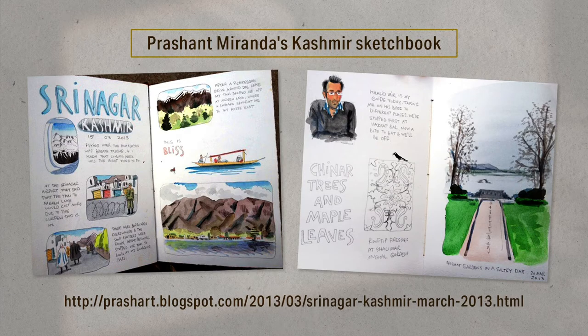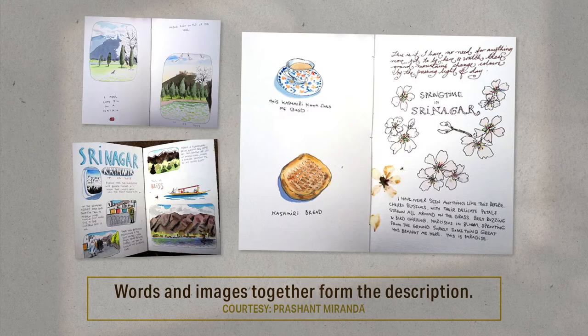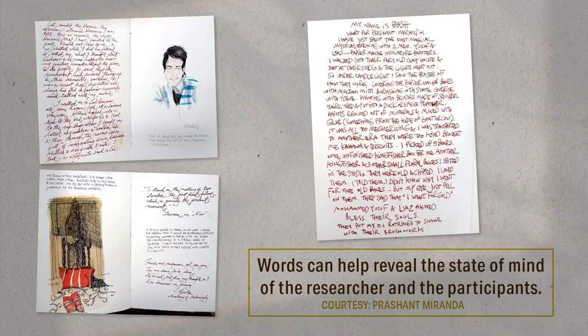Here we have another of his sketchbooks, this one recording his travels in Kashmir. In Prashant's work, words are more than just explanatory captions for the sketches. They express the state of mind of the observer and place us, the viewer, in the context. By writing himself into his observation, Prashant makes himself and his interpretations visible.